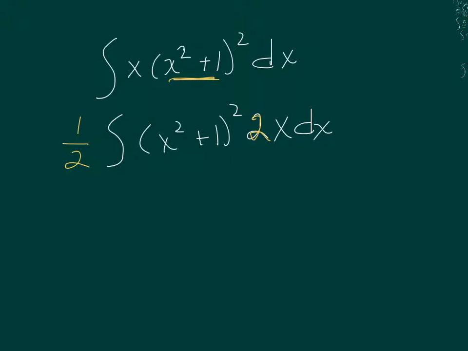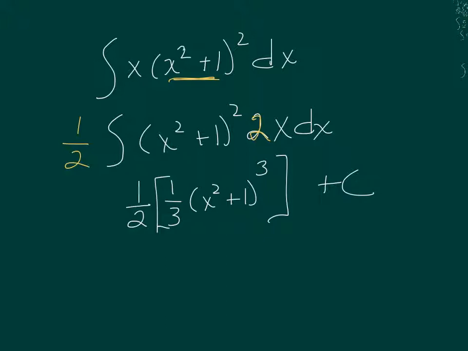and when we integrate, we're going to have 1/2 times (x squared plus 1) cubed over 3, or times 1/3, plus c. So this becomes 1/6 (x squared plus 1) cubed plus c. Don't forget your plus c when you have an indefinite integral.